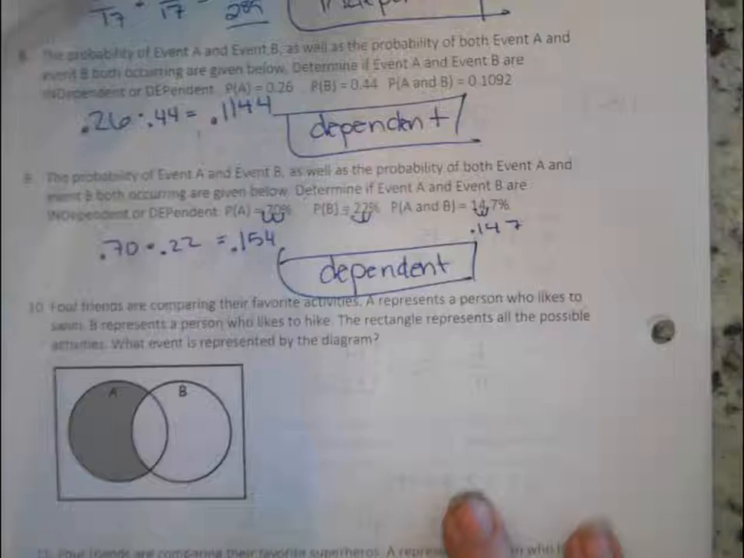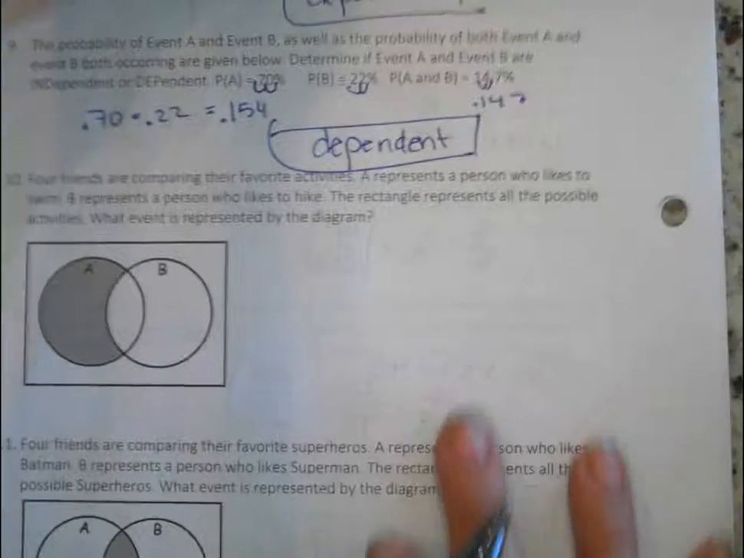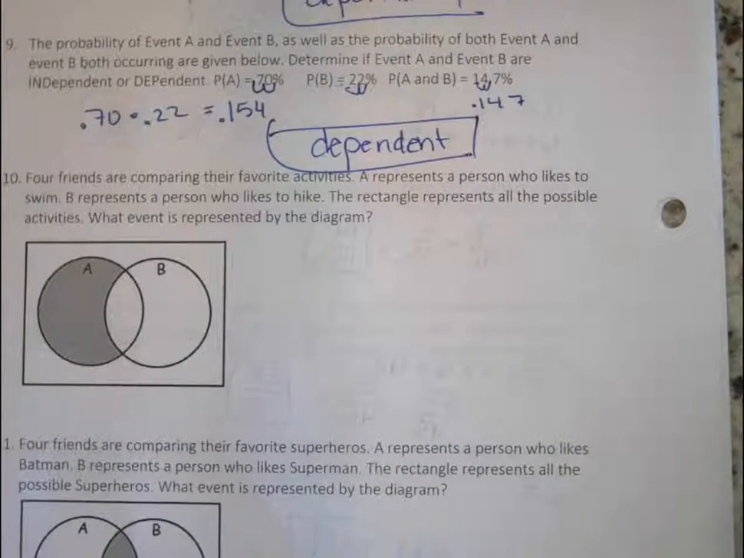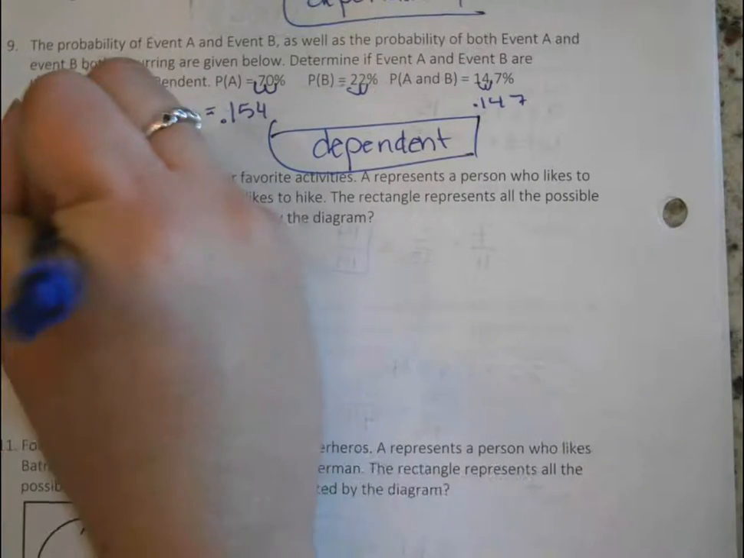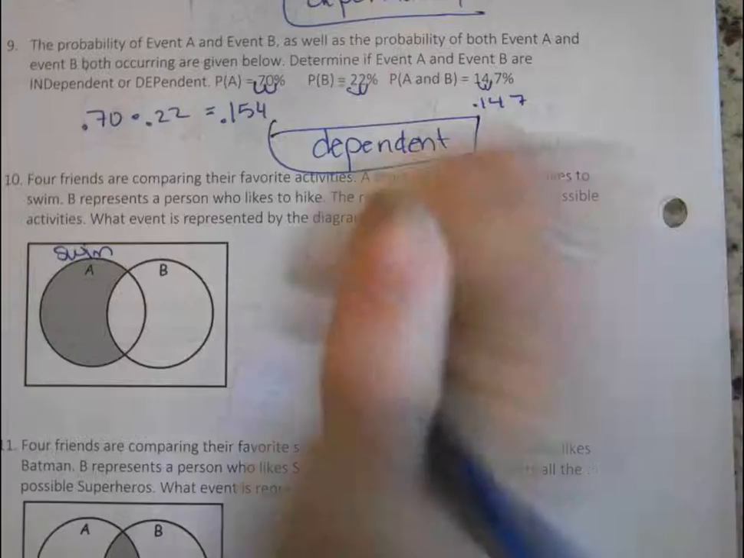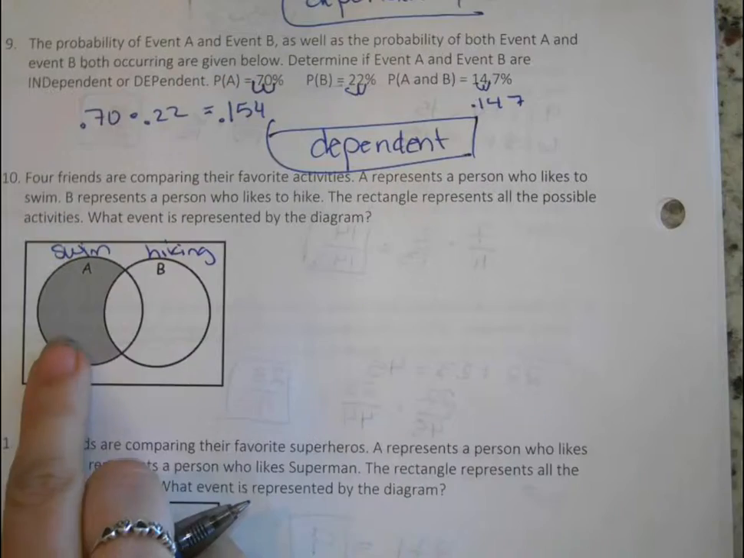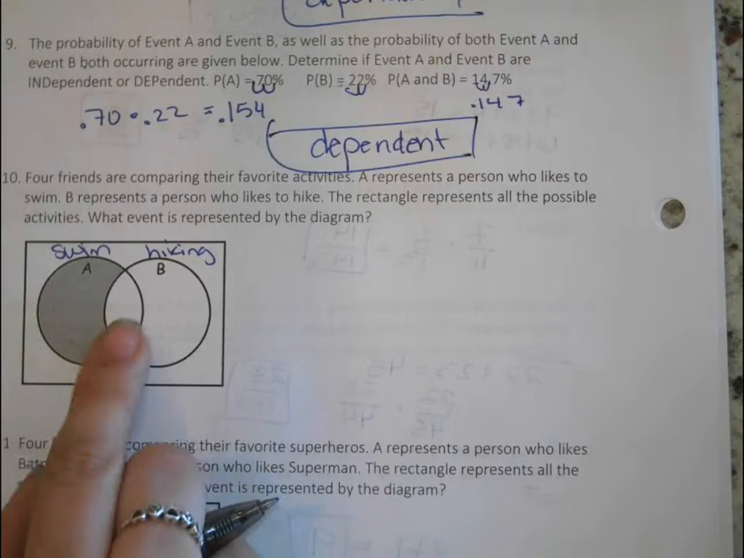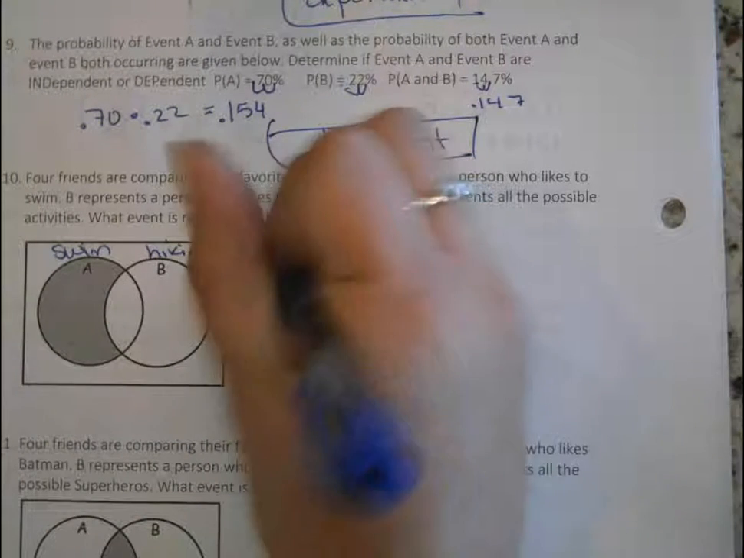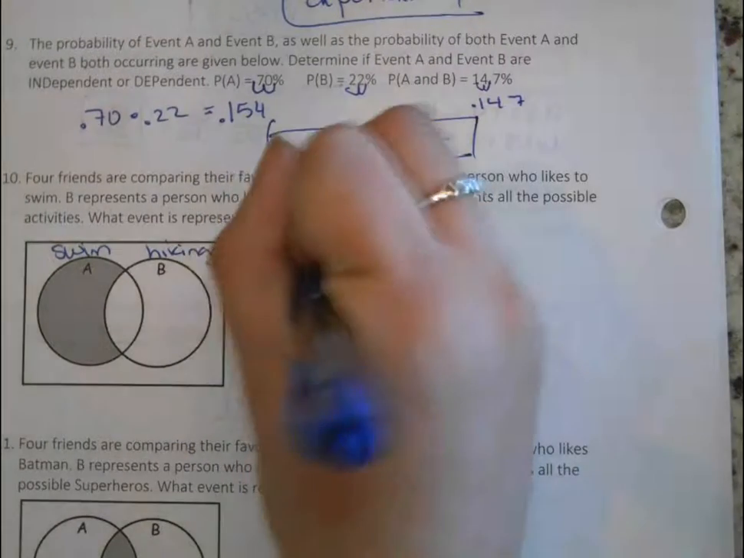On this one, it's giving me a Venn diagram and it wants me to decide what's happening in here. So it tells me A is liking swimming, B is liking hiking. So only this part is shaded, this piece of swimming is not. So what they like to do is they like to swim but not hike.